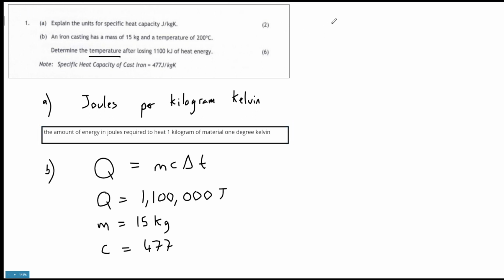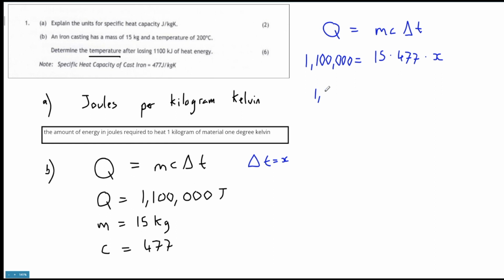Let's look at the formula. We're just going to use Q = mcΔT. We've got 1.1 million joules equal to the mass, which is 15, times its capacity of 477, and then ΔT. I'm going to call that X, because that's the thing I'm finding. I like to use X for the thing I'm finding. In order to find X, we just divide. So the calculation is going to be 1.1 million divided by 15 times 477.